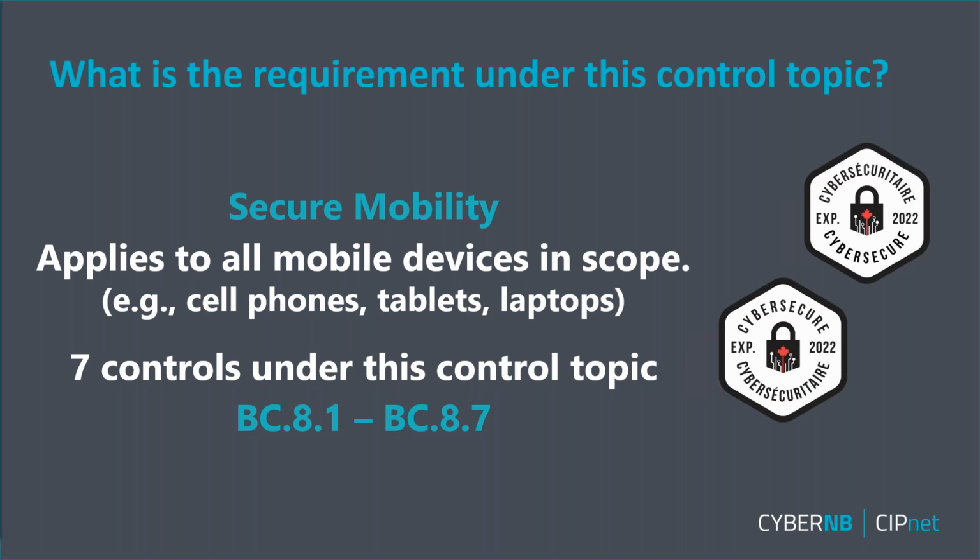So to demonstrate cyber secure mobility: this applies to all mobile devices in scope. That of course includes your cell phones and your tablets that are used by the organization, but it also includes your laptops. If they have access to corporate information, they have to be in scope of this topic as well. There are 7 controls under this topic, and they range from baseline control 8.1 to baseline control 8.7. The best way for me to demonstrate what's required for each control is to show you snaps of the portal statements, and it'll clearly demonstrate what's required and what evidence you need to gather. So let's start with baseline control 8.1.